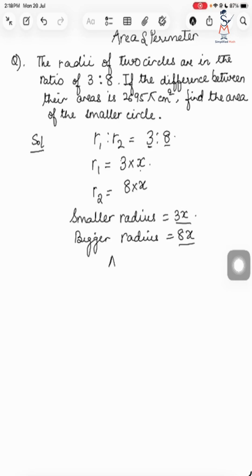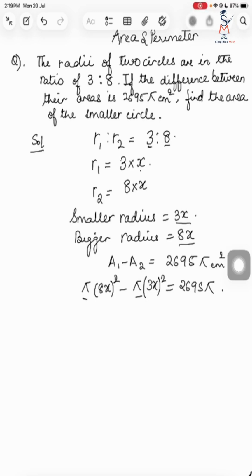Now the difference between the areas is 2695 pi centimeter square. The bigger radius area will be bigger, so we write pi r square: pi times 8x whole square, minus pi times 3x whole square, is 2695 pi. Now pi can be taken common in both. What is left? 8x square minus 3x square is 2695 pi. Now these pi and pi can get cancelled.